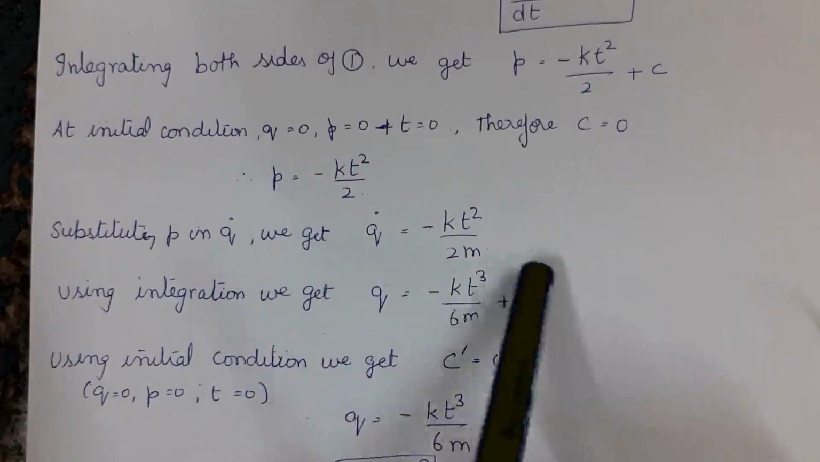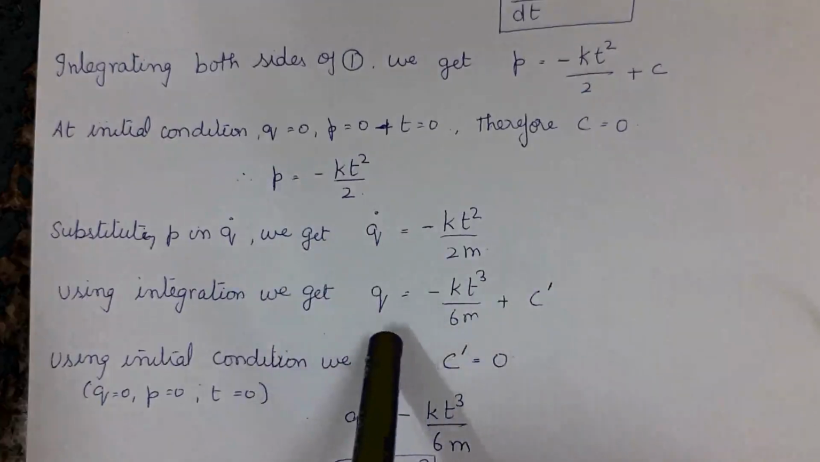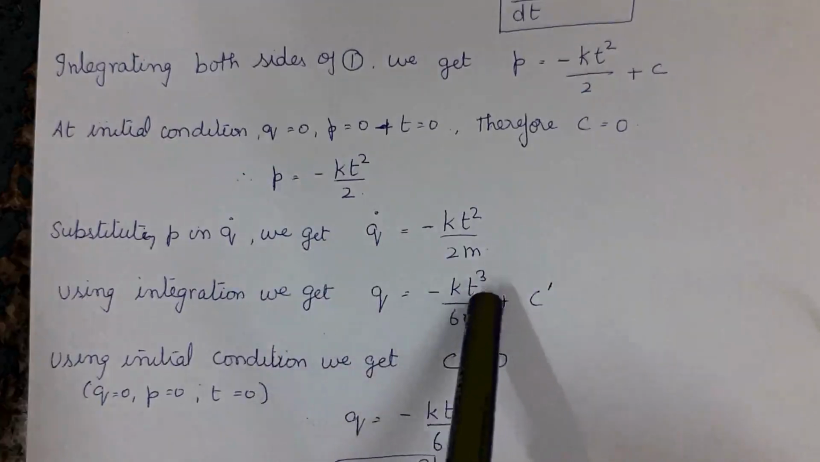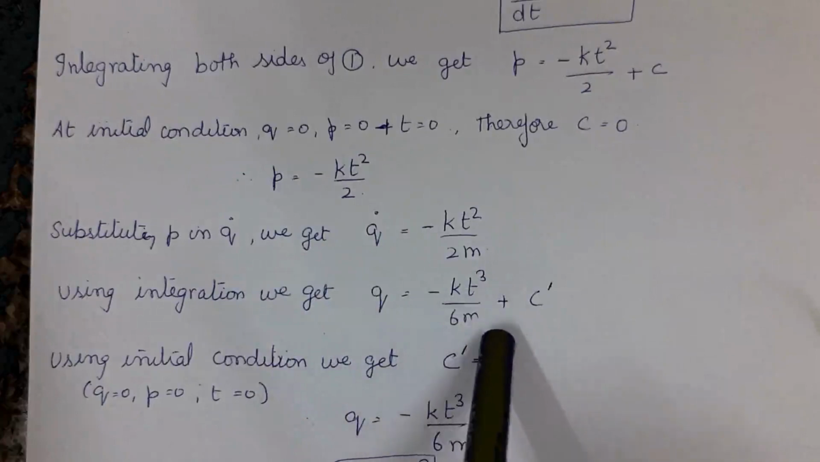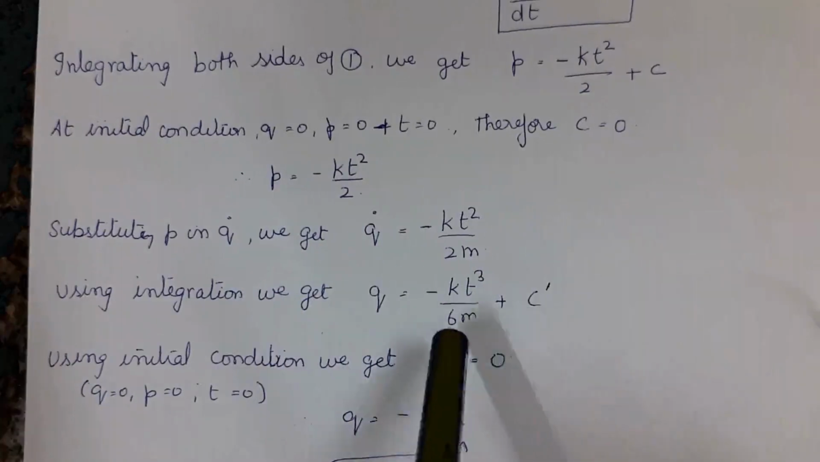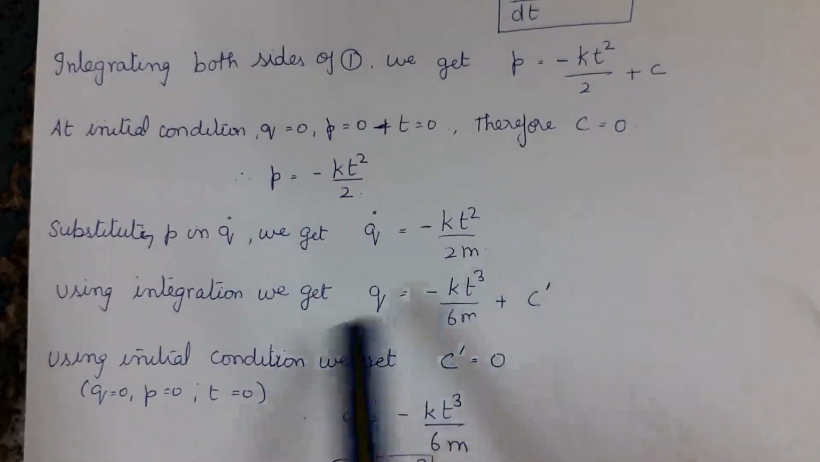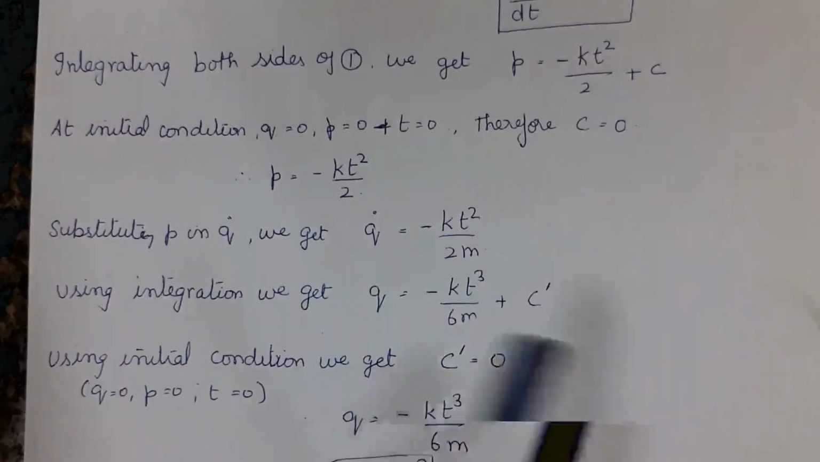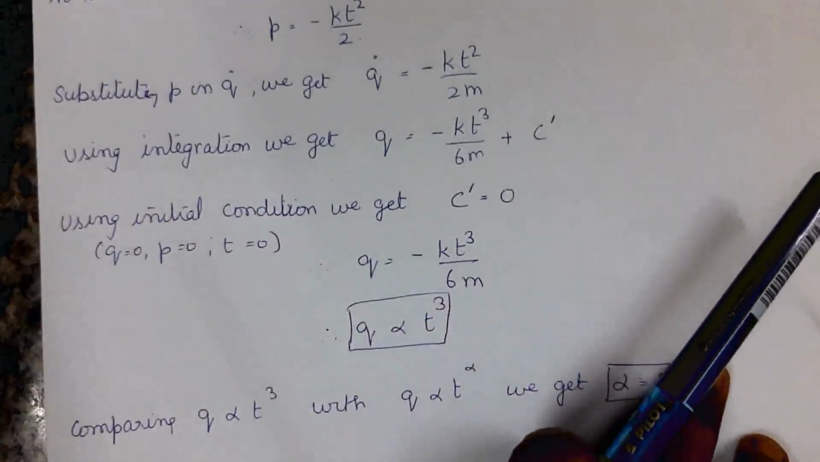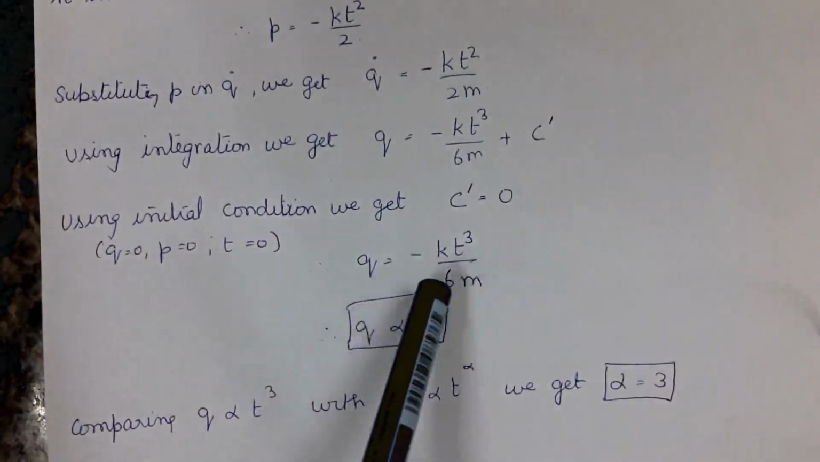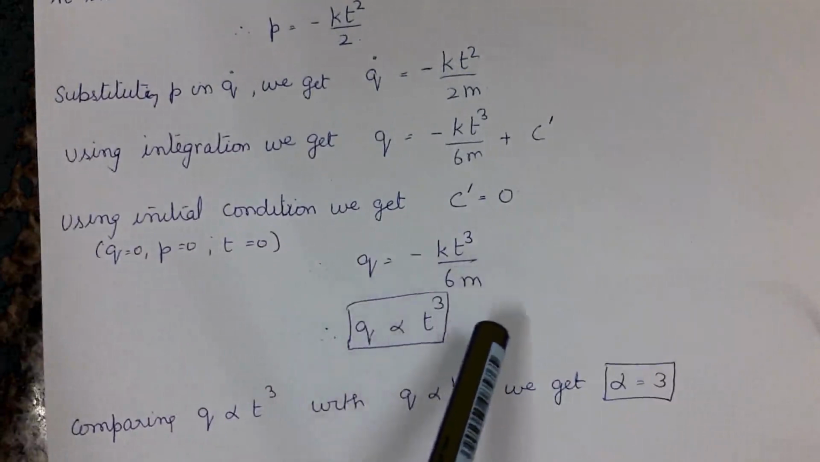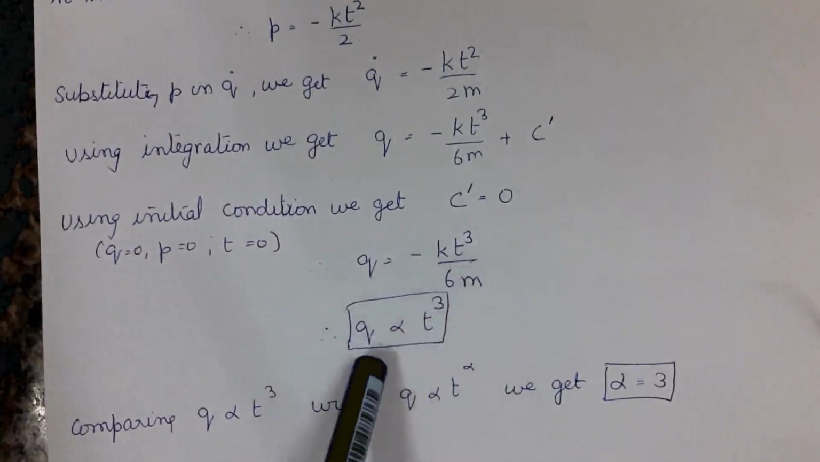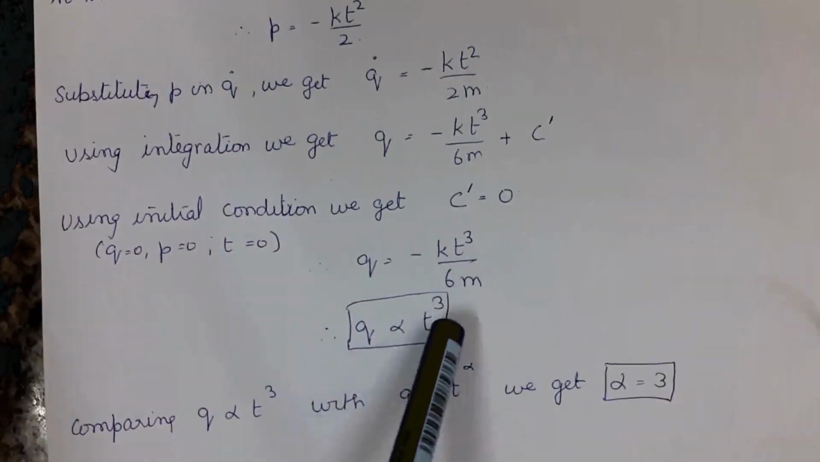Then by integrating both the sides, we will be getting q is equal to minus k t cube divided by 6m plus c dash. Now for finding the value of c dash, we use the initial condition. Again c dash is equal to 0. By substituting it here, we will be getting q is equal to minus k t cube divided by 6m. So we can say q is proportional to t to the power of 3.